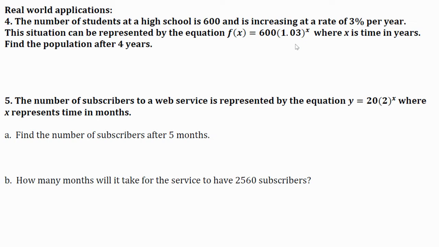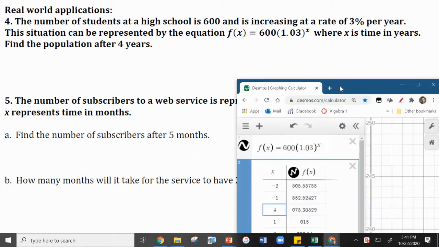Okay, the next one says the number of subscribers to a web service is represented by this equation, y equals 20 times 2 to the power of x, where x represents the time in months. So they're telling you how many months, they're telling you what the x is. You just need to go find out how many subscribers they would have.